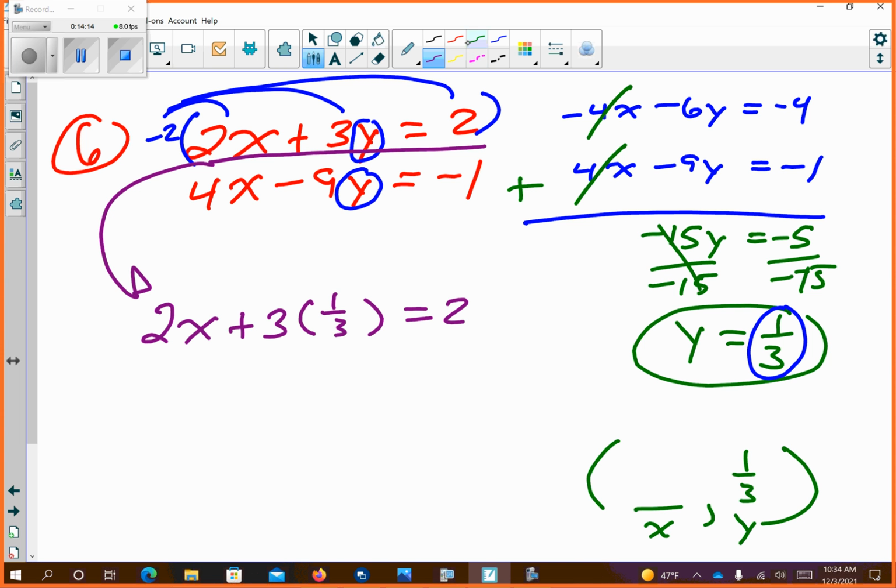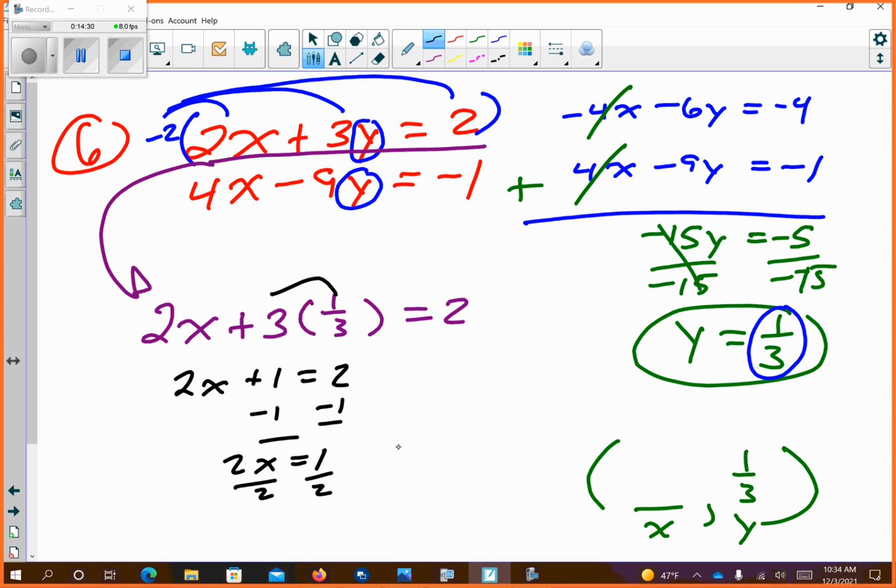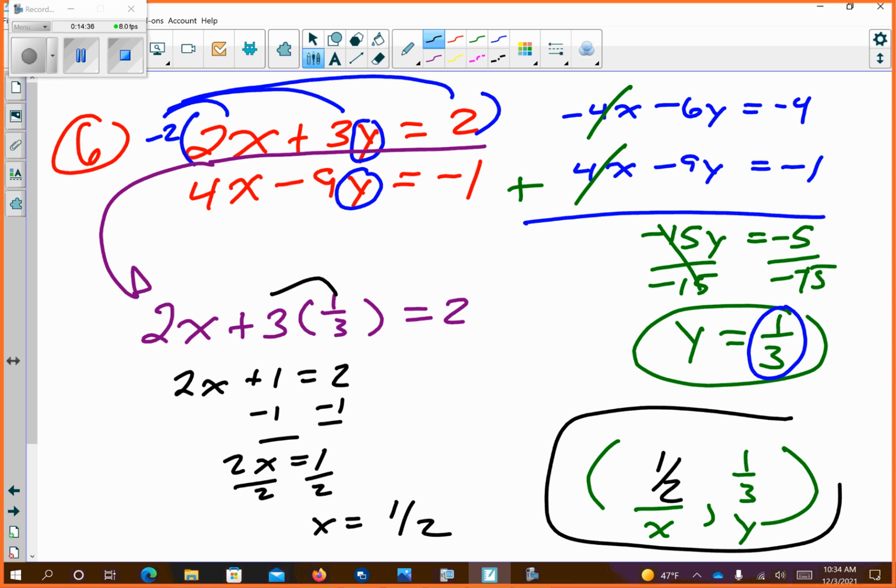Oh, this one will actually work out pretty nice. So what's 3 times 1/3? It's 3 over 3. 3 over 3 is 1. Divide by 2, divide by 2. Ooh, we get 1/2 for an x. Okay. Yeah, good luck graphing this one and showing me that exactly 1/2 comma 1/3 is where they cross.